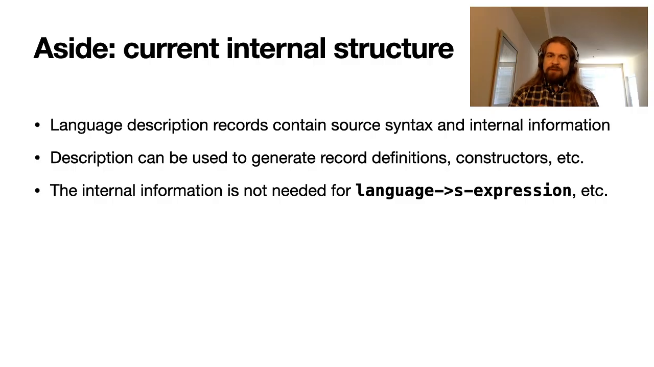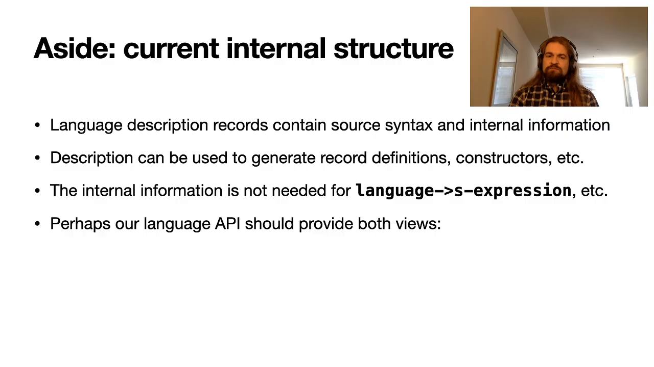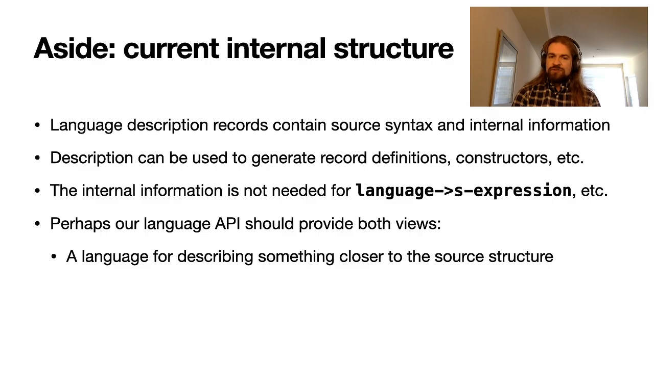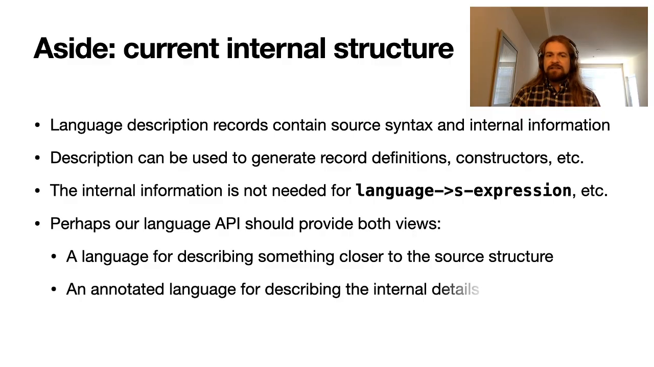So maybe we want our API to have both of these views. I've said I'd like to use this to write the internals, but we may want a language for describing something that looks closer to the source structure. So something that looks a little bit more like the source structure, but addresses some of the concerns we had with just using the raw syntax, and then having an annotated version of the language that contains all of the gory details about the records and the predicates and the constructors and the accessors and the fields and the levels of the fields and all those kinds of things.